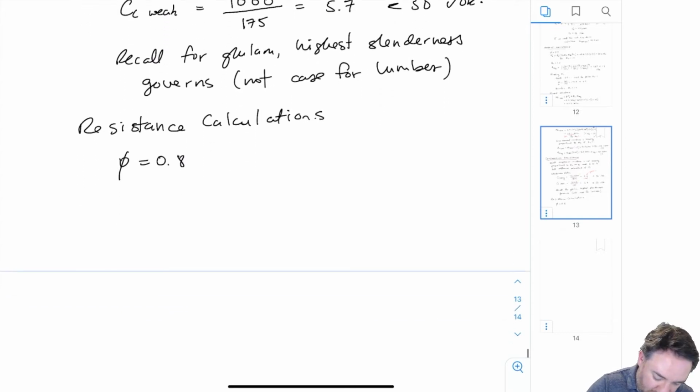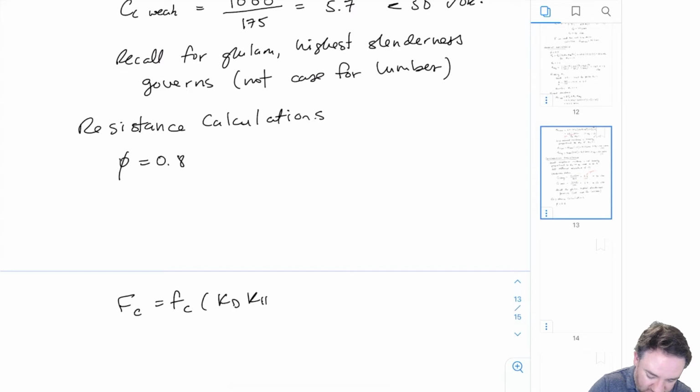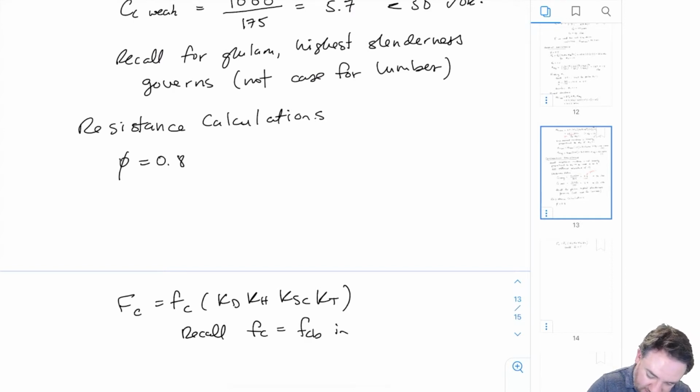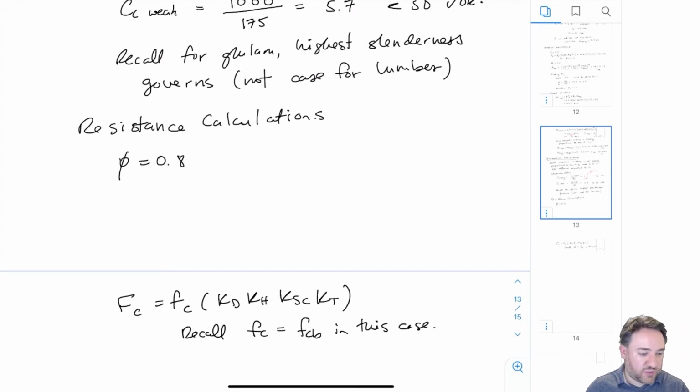Okay, so now our FC, which is our strength, remember, is FC times KD, KH, KSC times KT. Recall as well that FC equals FCB in this case. So we're fine when we go to use these values in our combined axial compression and bending case.